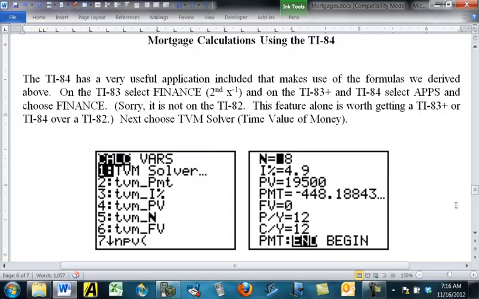So you choose this, and then you get several different things that come up, and the one we want to use is the TVM Solver, time value of money. And you get this screen on the right. Well, N is the total number of payments.